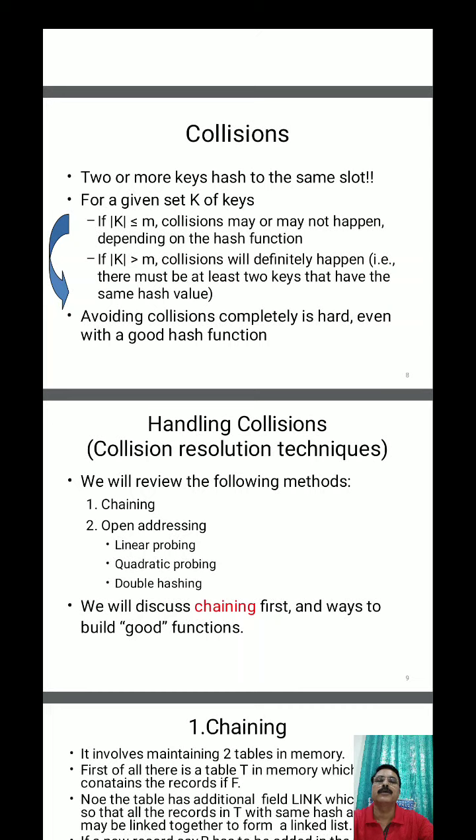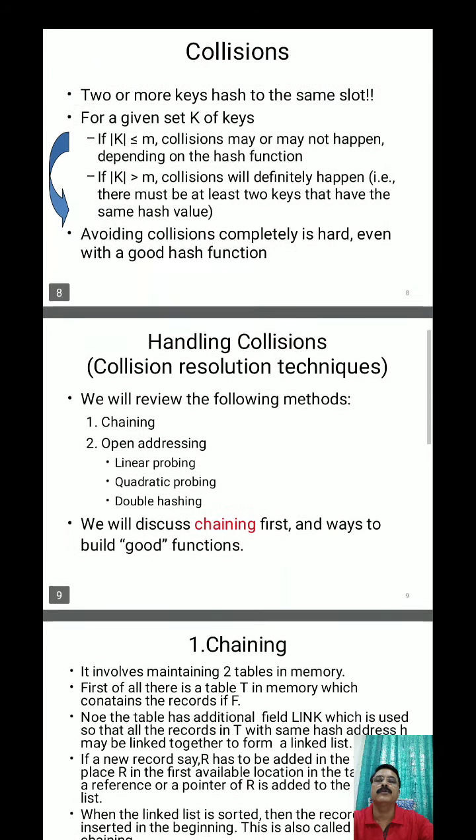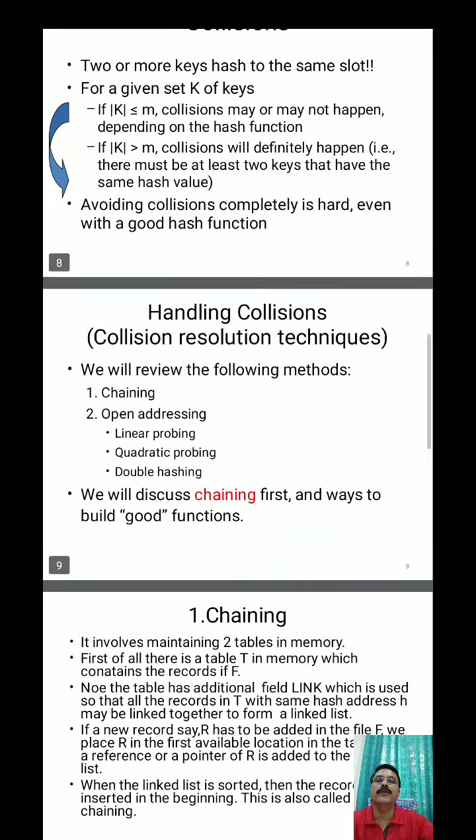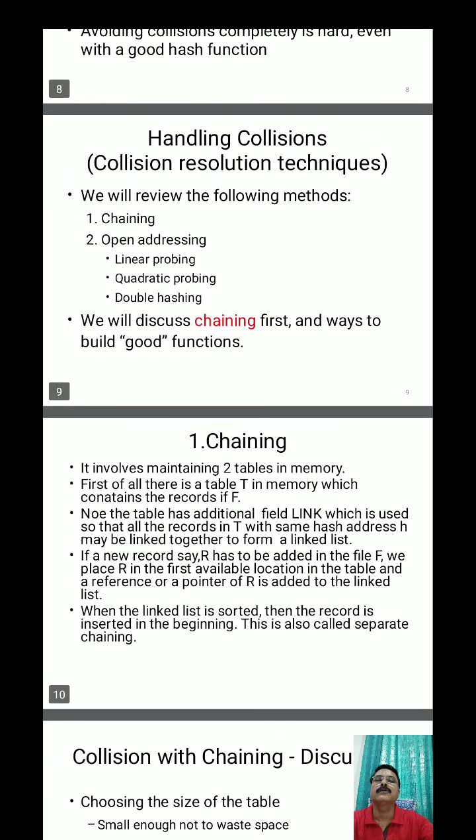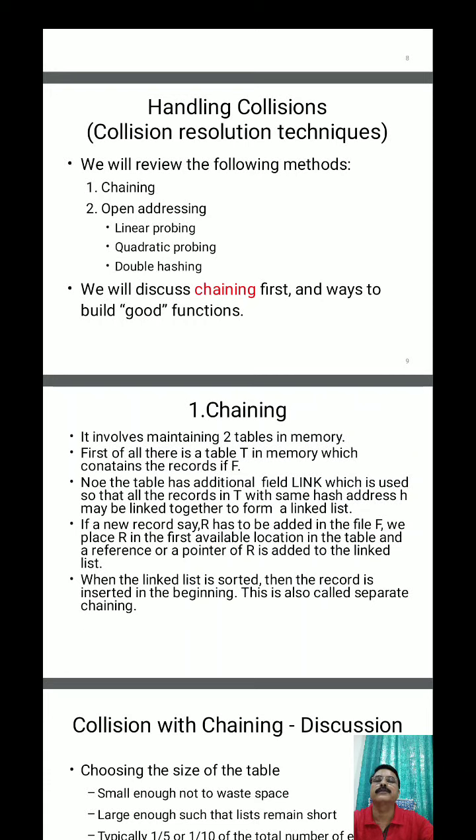Avoiding collisions completely is hard, and even with a good hash function, there may be the possibility that collisions cannot be avoided. Handling collisions: collision resolution techniques. There are different collision resolution techniques. We will review the following methods. Number 1, chaining, and number 2, open addressing, which has subtypes linear probing, quadratic probing, and double hashing.